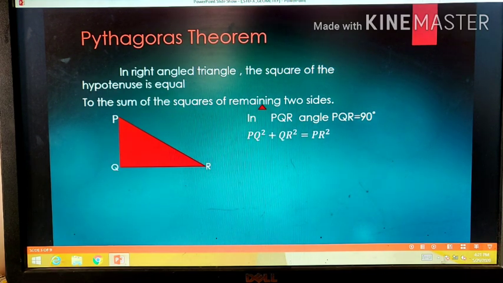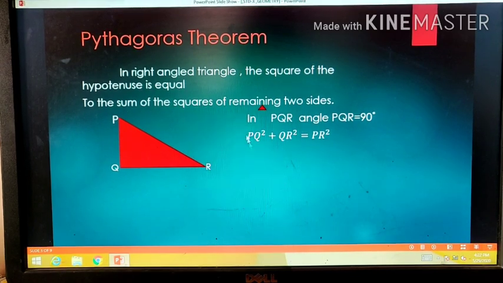Here triangle PQR is given. In triangle PQR, angle Q is 90 degree. Therefore, by Pythagoras theorem, side PR is the hypotenuse. That is, PR square is equal to PQ square plus QR square.